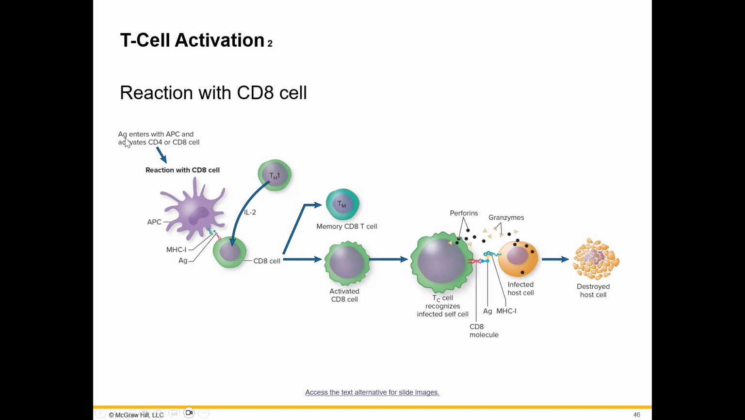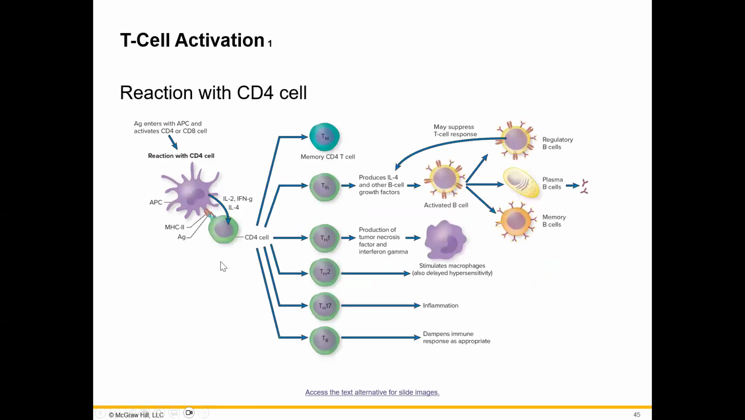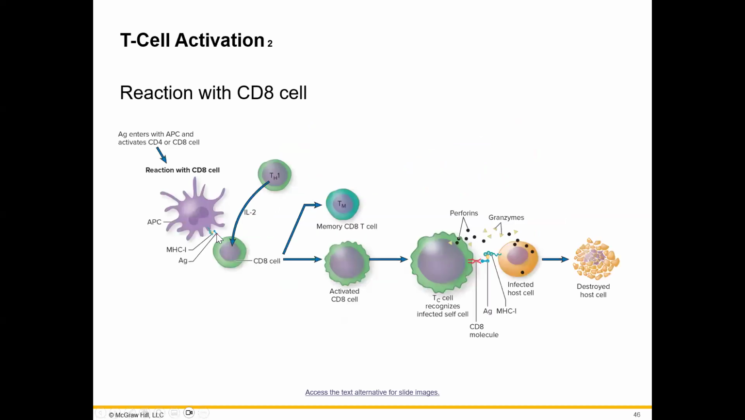Now, here we see T cell activation, where you have the antigen entering with the APC, antigen presenting cell, activating CD4 or CD8, like in the previous image. Same thing so far. Now, here you have a CD8 cell instead of a CD4. Just to remind you, here we were looking at CD4, here we're looking at CD8. So for a CD8 cytotoxic to become activated, it has to recognize a foreign peptide complexed with self-MHC1 and mount a direct attack upon the target cell.